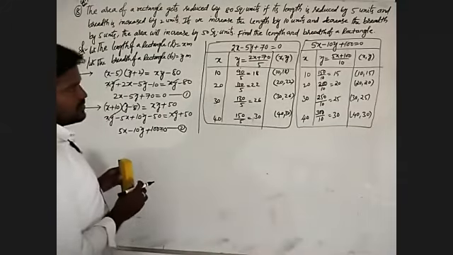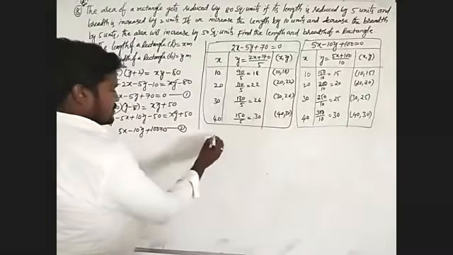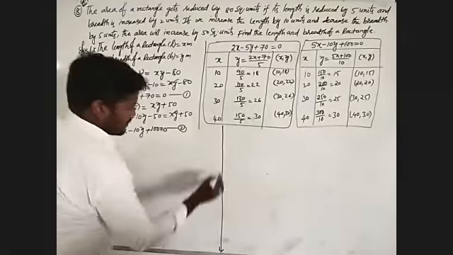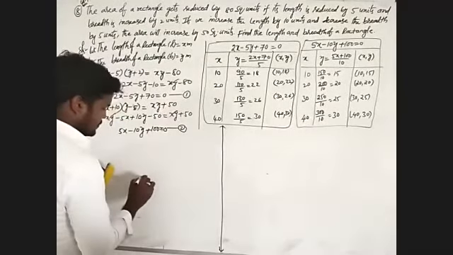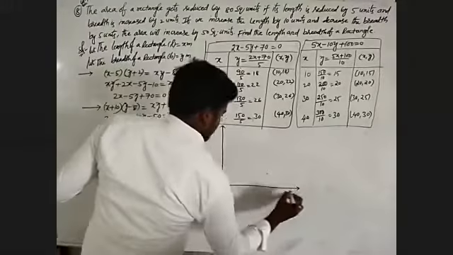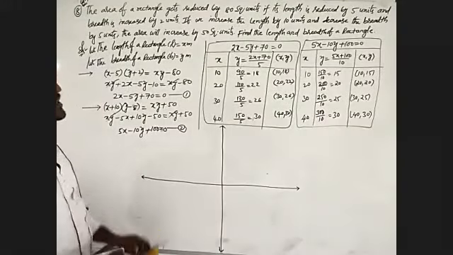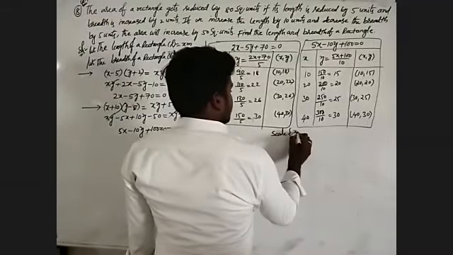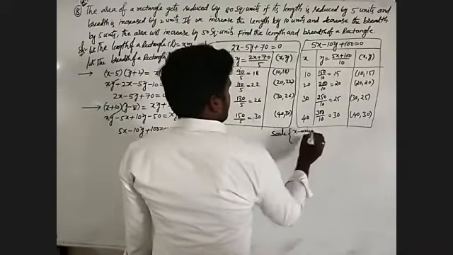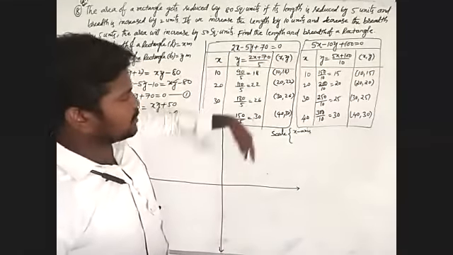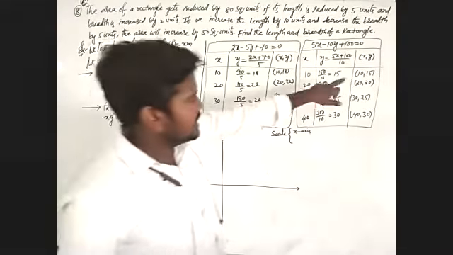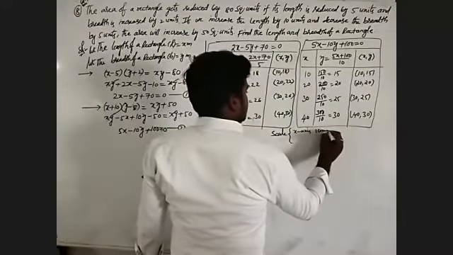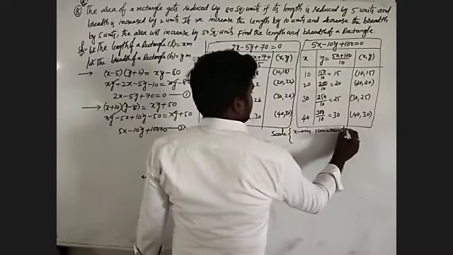Here, by using the graph, we will observe this. We take the graph. We draw a graph. First of all, we have to write the scale. Scale on x-axis: we observe the coordinates of the given points 10, 20, 30, 40, and here also 10, 20, 30, 40. Here we take 1 centimeter equal to 10 units.